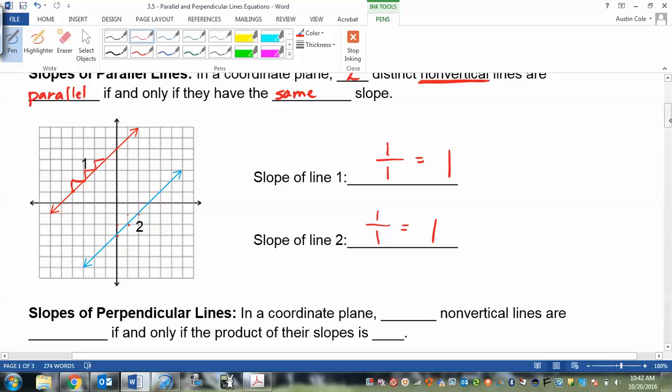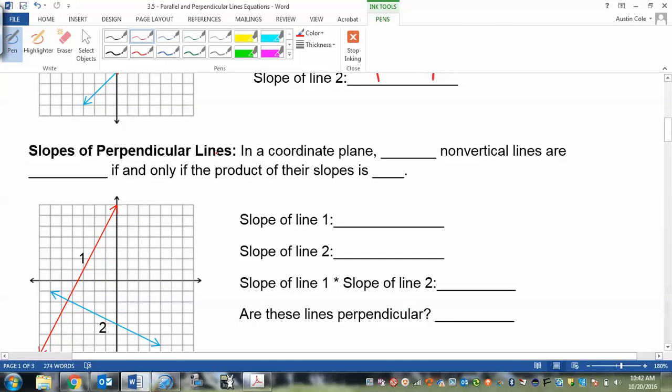Okay, here we go. Slopes of perpendicular lines. In a coordinate plane, two non-vertical lines are perpendicular if and only if the product of their slopes is -1. What's non-vertical mean? Vertical means up and down. So basically, any two lines that aren't going up and down, we'll talk about that here in a bit, are perpendicular if and only if the product of their slopes is -1.